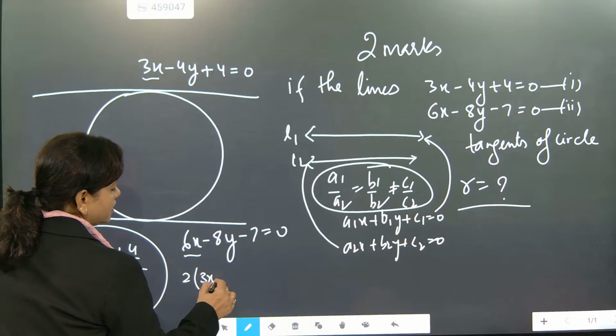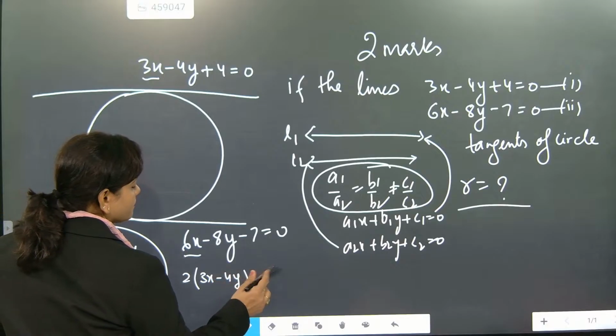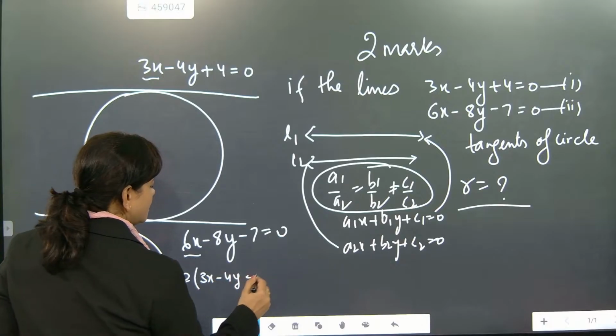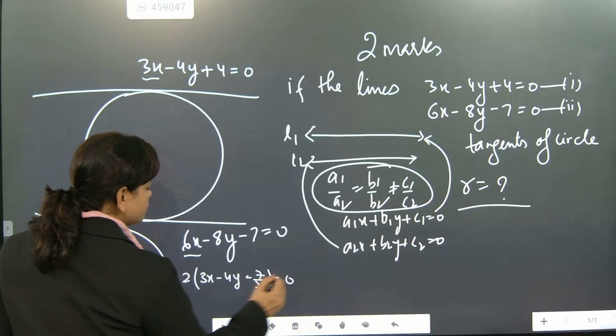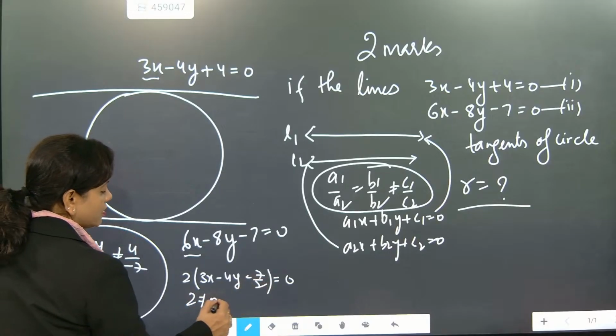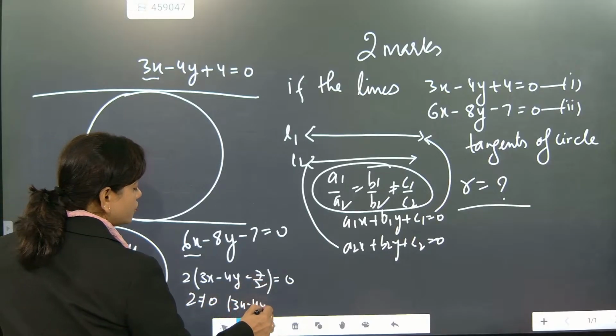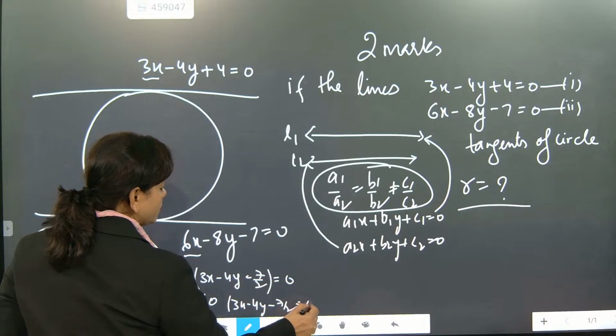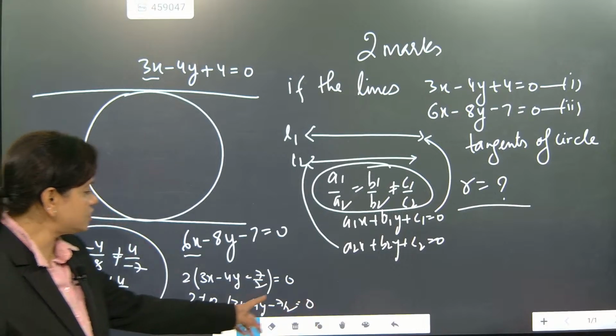It will become 3x minus 4y minus 7 by 2 equal to 0. 2 is a non-zero number. So 3x minus 4y minus 7 by 2 equal to 0. Bingo! Now you check this one out.